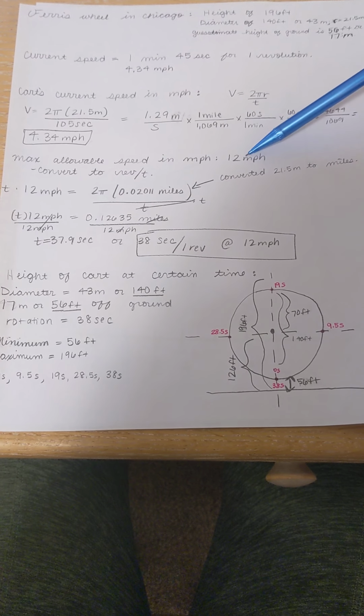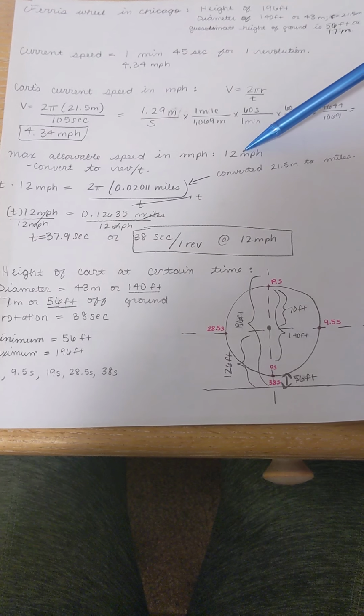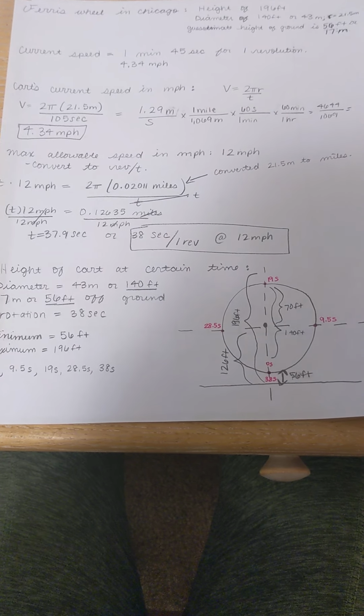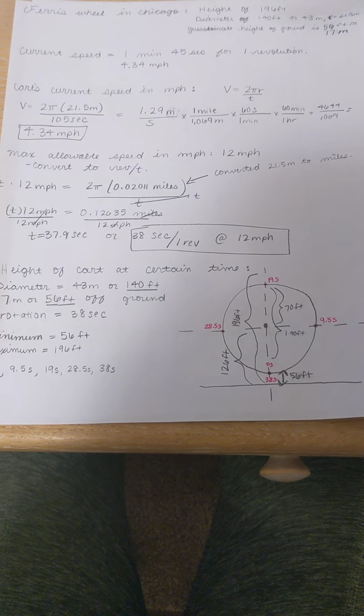It can only be 12 miles per hour, so I went ahead and put it at that, converted it to revolutions over time. So I did 12 miles per hour equals 2 pi times the miles, which is the radius in miles. Did the calculations there to get the time of 37.9 seconds, which I just rounded up to 38 seconds. Every revolution, it's about 12 miles per hour.